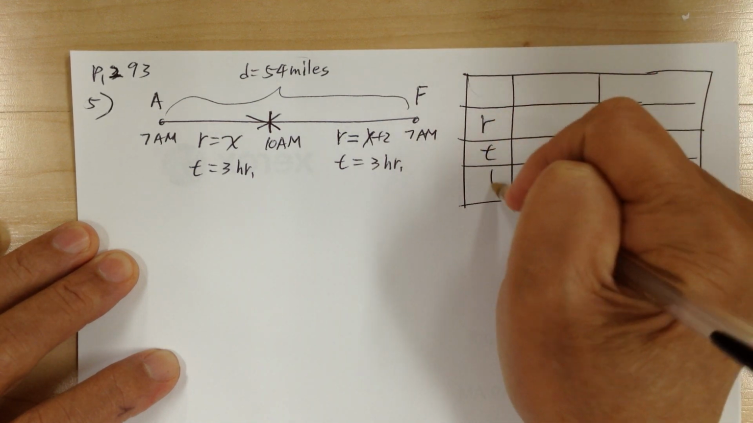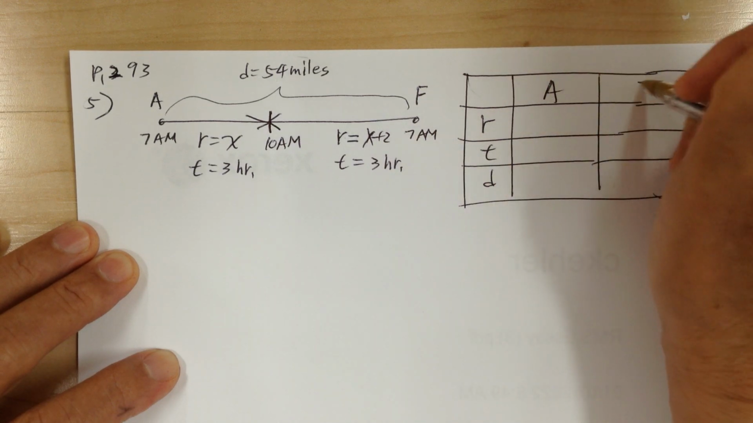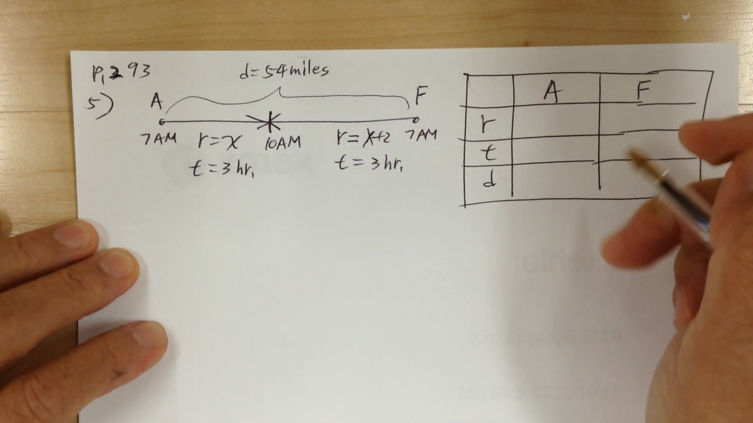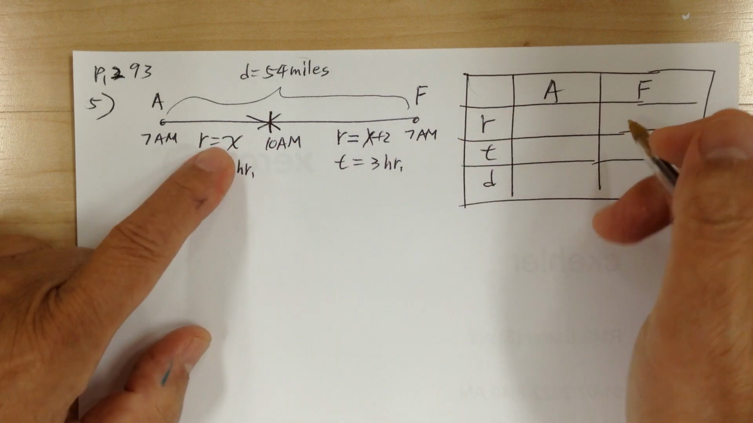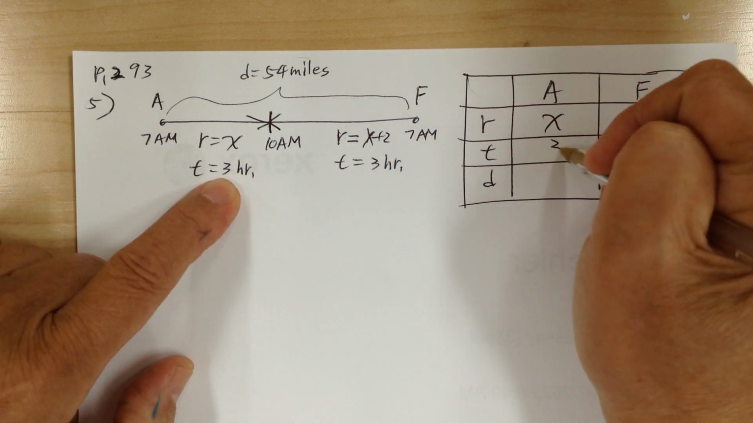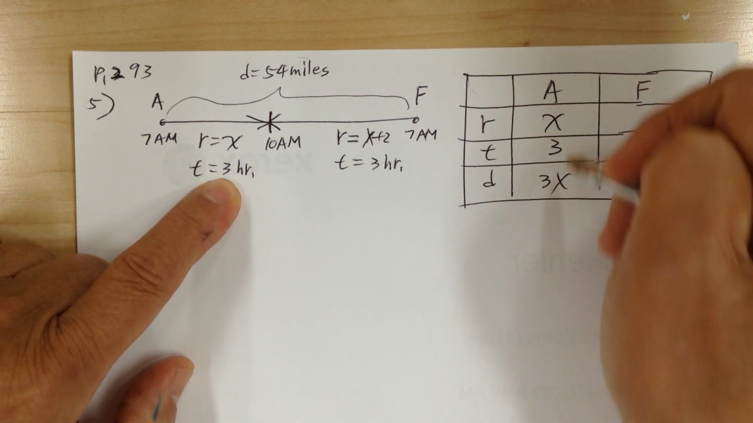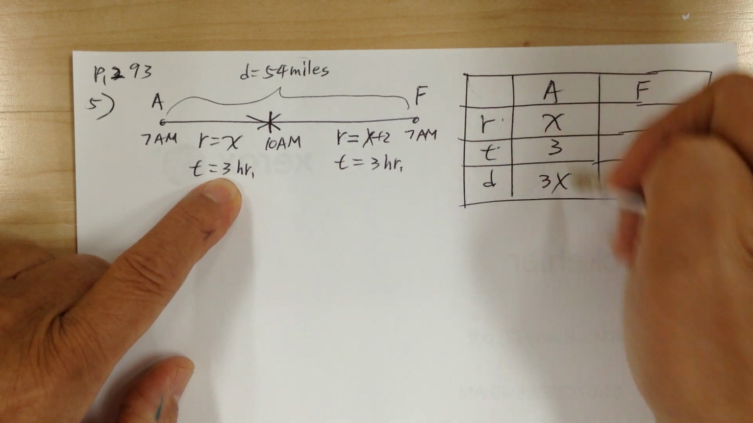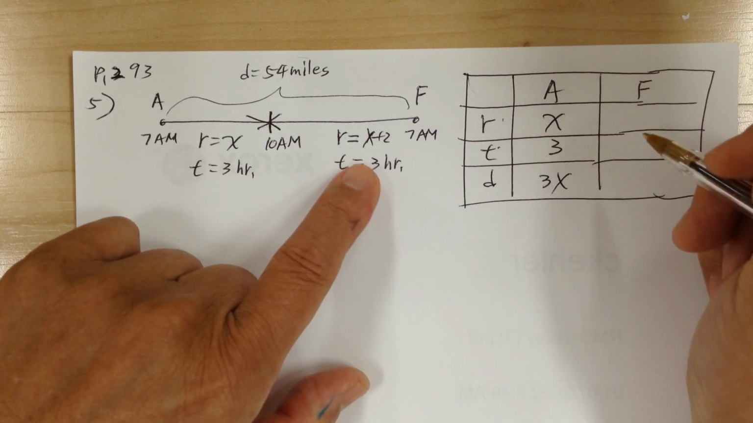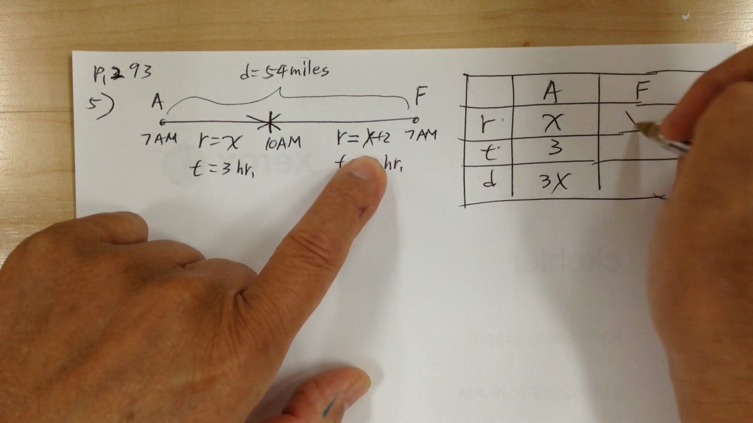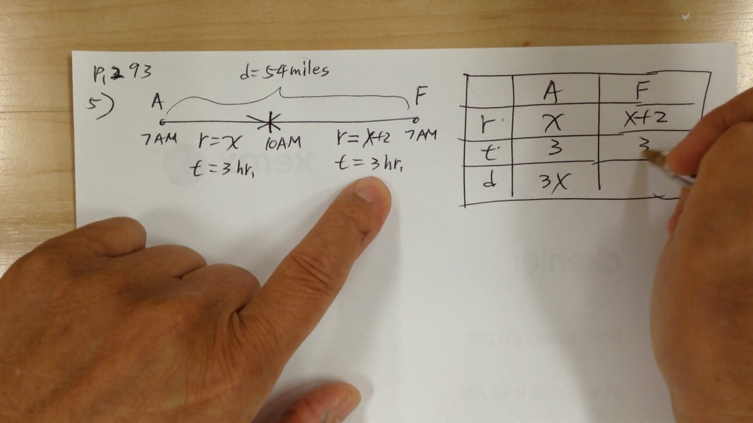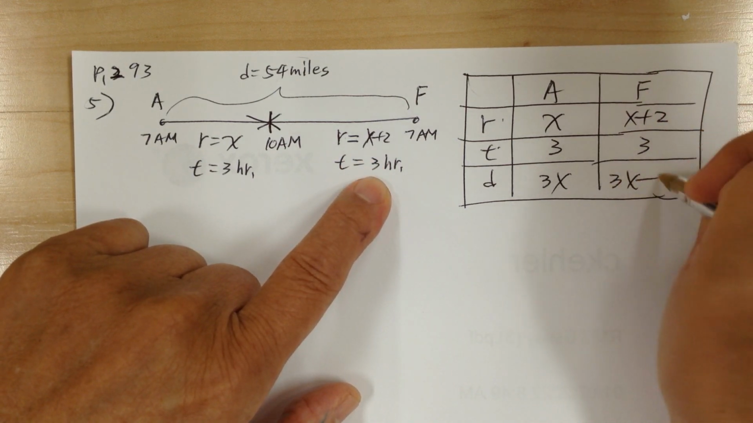So R times time equals distance. This is Anita and this is Felix. The rate, R, is the speed, so it's x, and the time is 3 hours. The distance would be 3x, right? It's R times time equals distance. You multiply it down. And for Felix, the speed is x plus 2. The time is 3. So multiply, you get 3x plus 6.